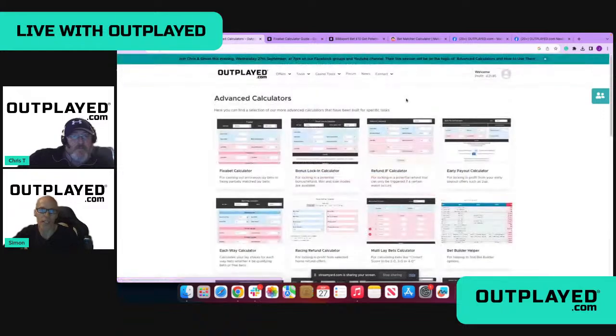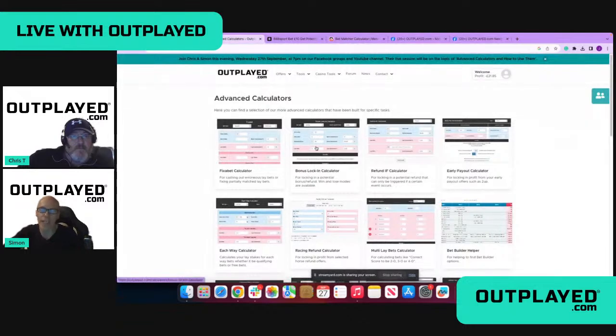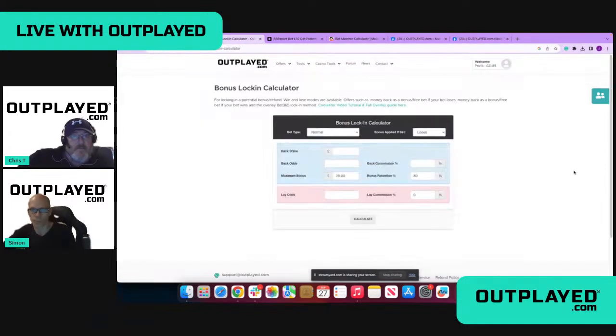And so the other calculators we've got, let's have a look. We've got a really common one. Probably the most commonly used, apart from the fixed bet, is the bonus lock-in calculator, which is this one. Okay, it's got 2 modes. It's got bonus applied if bet loses and bonus applied if bet wins. Okay, so they look very similar, but the calculations are completely different. So make sure it's in the right mode. It's normally going to be loses mode.